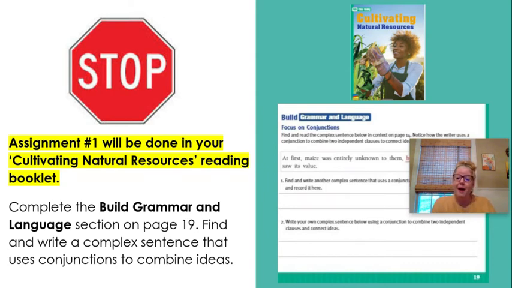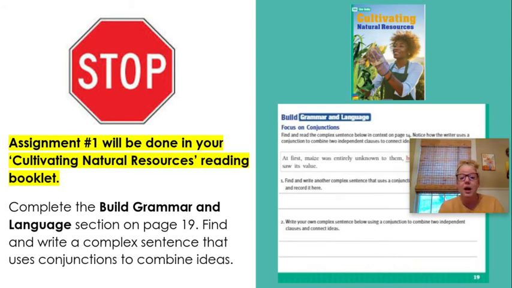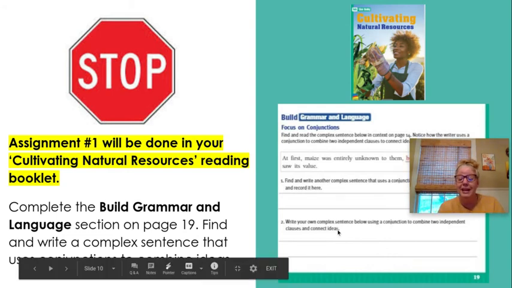So you're going to go back. If you need to, rewind the video, you can look at that FANBOYS or the chart of all the conjunctions, right? Maybe my sentence might be, I wanted to take Banshee and Mr. Pip to the dog park, but it started raining. So that might be my complex sentence, okay? So you're going to write your own sentence here on these lines. So you can stop or pause the video, complete Build Grammar and Language on page 19, and then come back and restart the video when you are finished.